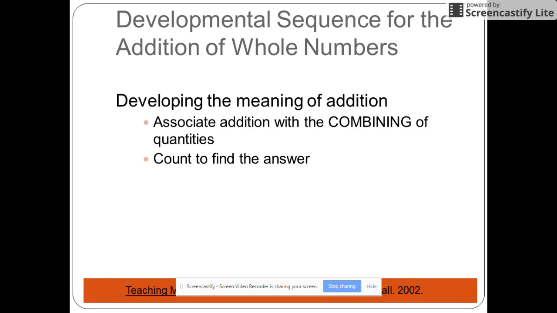As you begin the developmental sequence for addition of whole numbers, you're really going to work with your students to develop the meaning of addition. Okay, so as I said earlier, we are putting together and adding to when we're talking about addition. We're also combining quantities, and we can count to find the answer. So you want to associate addition with combining, putting together, and adding to.